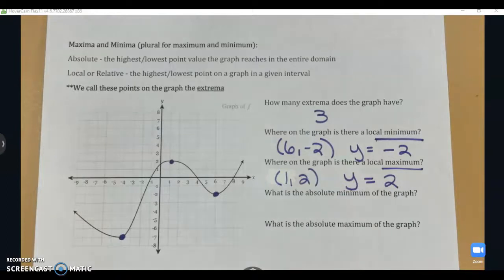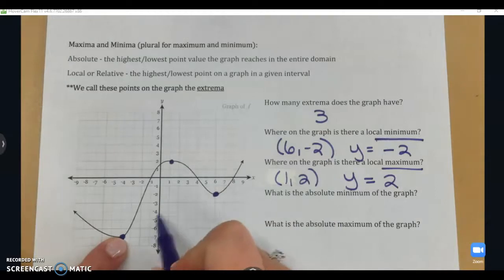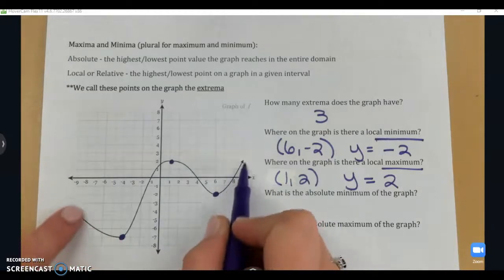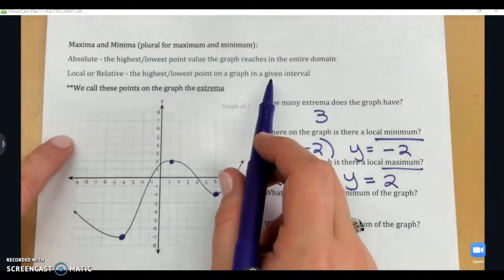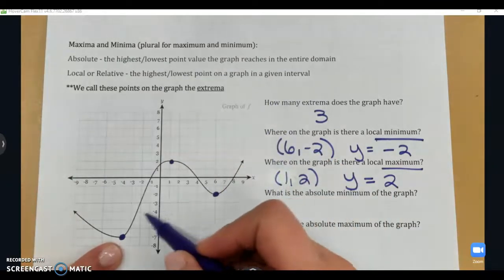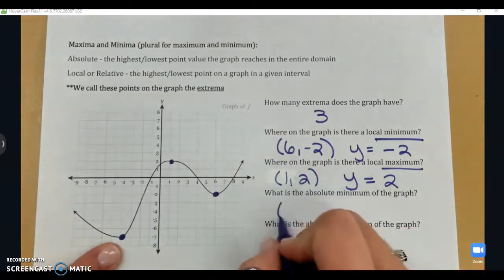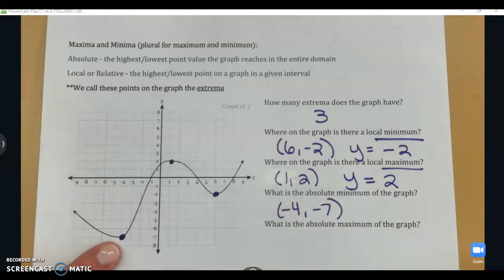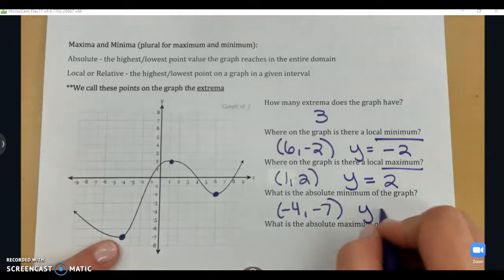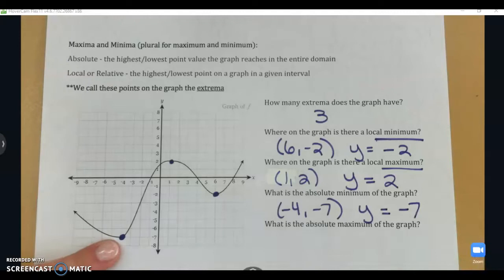What is the absolute minimum of the graph? Well, here, at this point, we can assume that our graph is just going up forever and ever. It's never going to go lower than this point here at (-4, -7). So the absolute minimum is y equals -7. My graph will never be smaller or lower than at y equals -7. Then what about the absolute maximum of the graph?